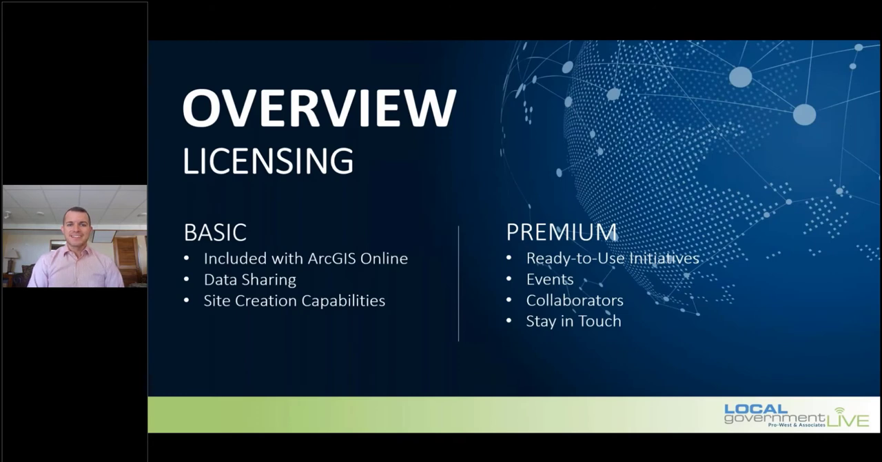There's two types of license levels with ArcGIS Hub. There's Basic, which comes with your typical ArcGIS Online organization subscription. You can share different types of data through that sort of basic license, and you have unlimited site creation capabilities.